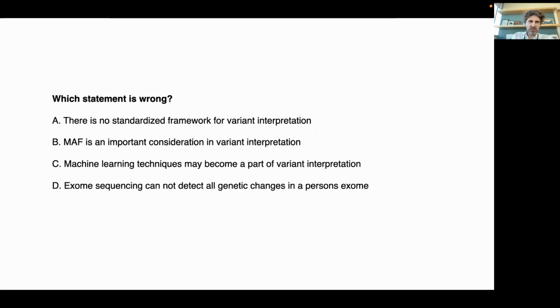A, there's no standardized framework for variant interpretation. B, minor allele frequency is an important consideration in variant interpretation. C, machine learning techniques may become a part of variant interpretation. We haven't talked about this. We'll talk about it later. I hope you can guess the answer. And D is exome sequencing cannot detect all genetic changes in a person's exome. So the question is, which one is wrong? Correct. Yes.